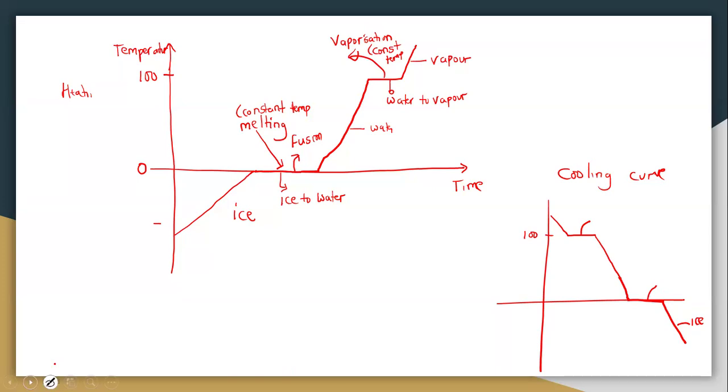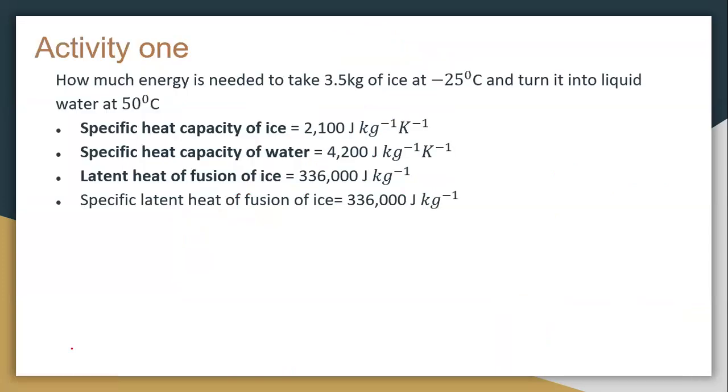So let us start on our calculations, hoping we are together. Now here we have how much energy is needed to take 3.5 kilograms of ice at negative 25 degrees and turn it into liquid water. So here we have a change of state. We have a substance that is changing from ice into a liquid.